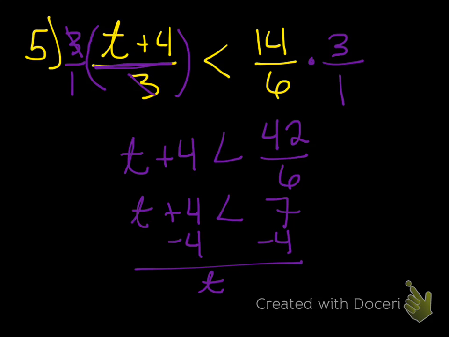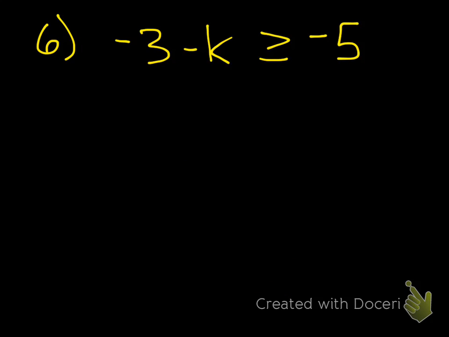So t is less than 3. Now some of you might have gotten things wrong because you accidentally put the equal to sign or didn't include the equal to sign. That's an important part of the answer, so I counted it wrong if you didn't have the correct inequality. Alright, let's do a different color here. Alright, number 6. And I wrote that wrong.